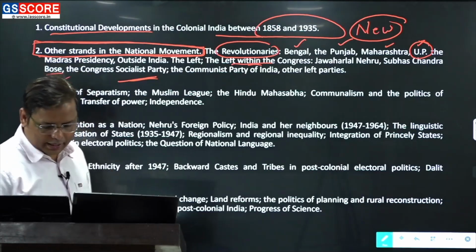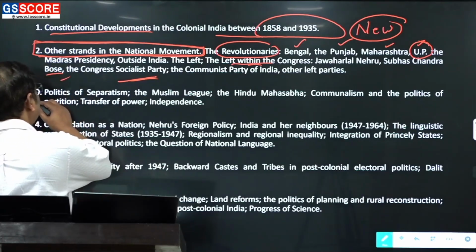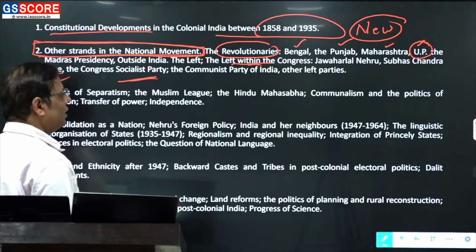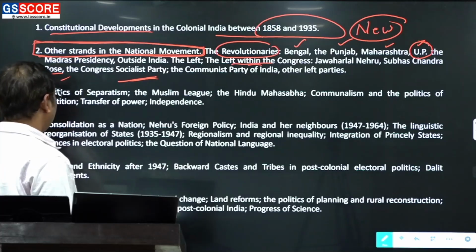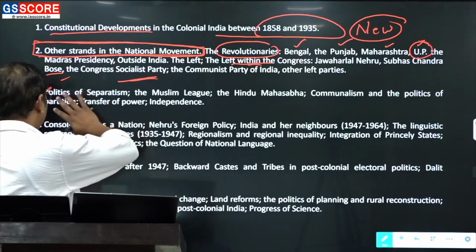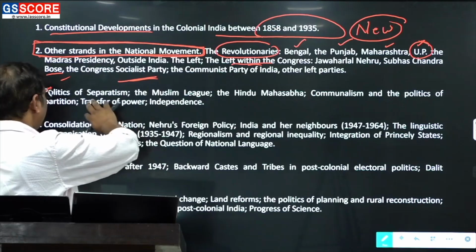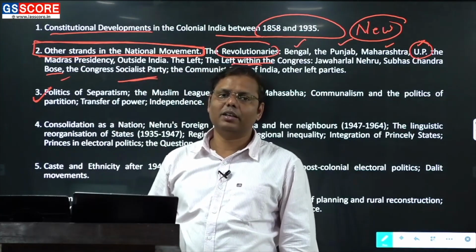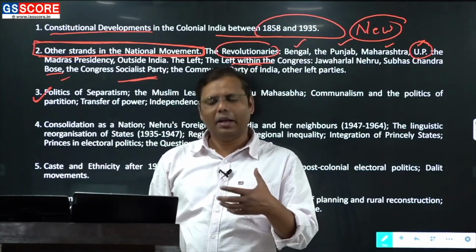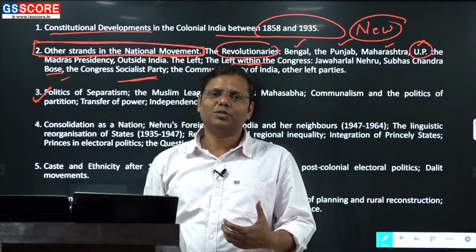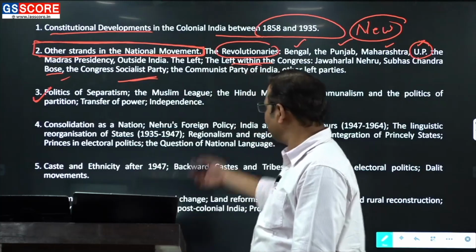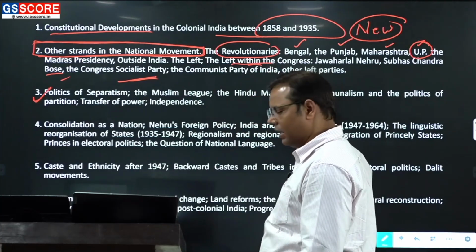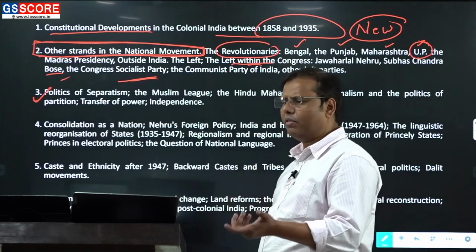Okay, fine. The next topic is basically the politics of separatism, the Muslim League, Hindu Mahasabha, communalism, the politics of partition, and then transfer of power and independence. So this finishes our modern India, it is like the last topic. Again, when you study modern India, this particular topic seems to be very important, that is everyone's perception. Why? Because there is a good amount of writing. When it comes to Indian independence, a great amount of writing you can find. When it comes to partition, a great amount of writing you can find. Then communalism, great amount of writing you can find.